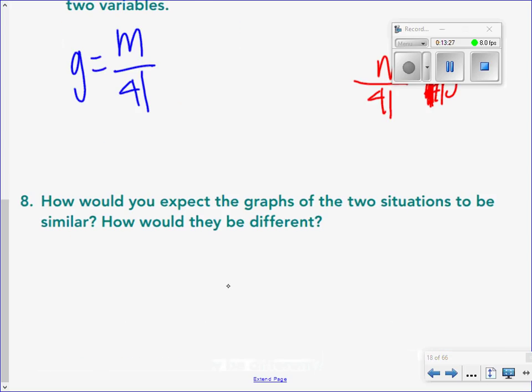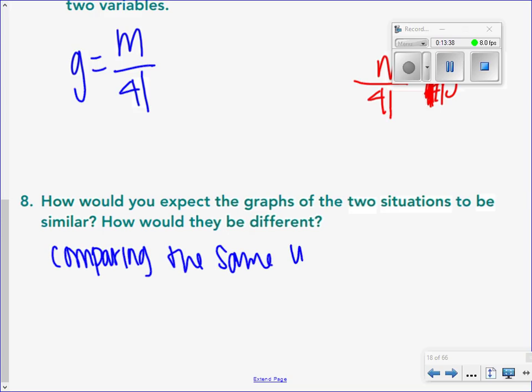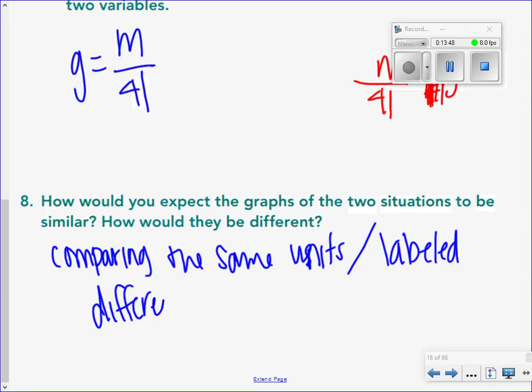What would we expect of the graphs? How are they the same? Well, comparing the same units, however, they are labeled differently. Right?